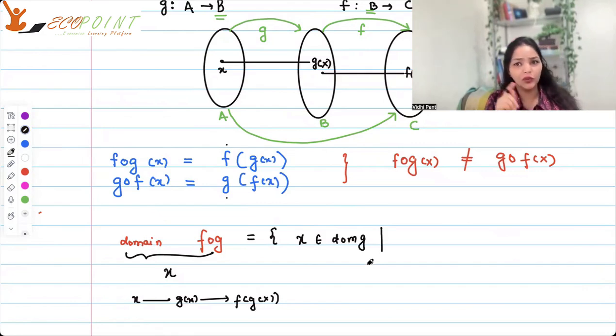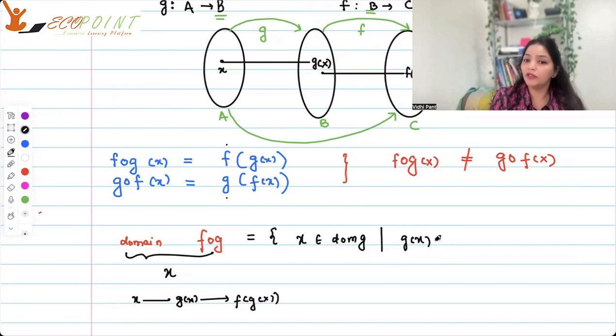How do I come to f(g(x))? By applying f. How will I apply f? Only in case g(x) is in the domain of f. So you do have another condition that g(x) has to be in the domain of f. And that's how you can find the domain of f of g.